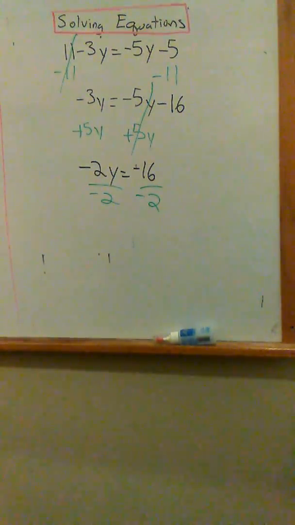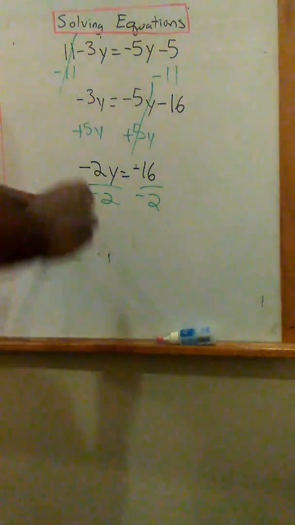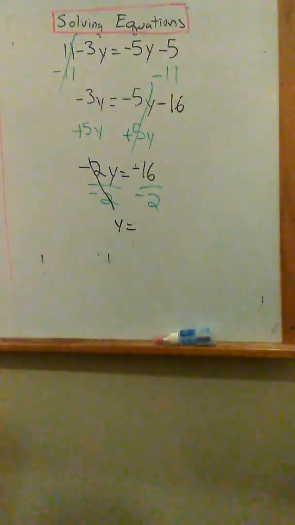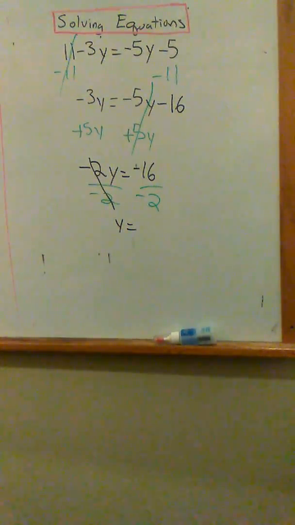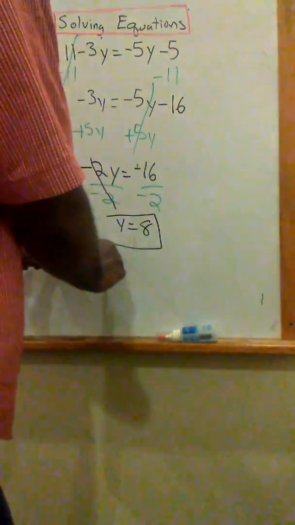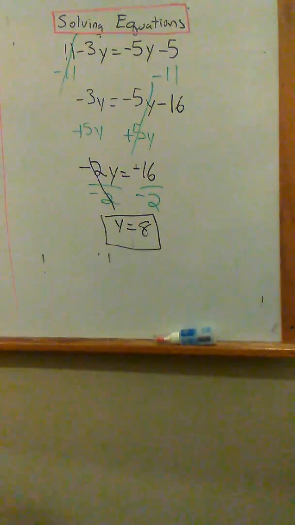Okay, so negative 2y divided by negative 2 is just y by itself. And then what is negative 16 divided by negative 2? Negative 16 divided by negative 2 is a positive 8. Okay, so your answer there is y equals 8. Let's look at another one.